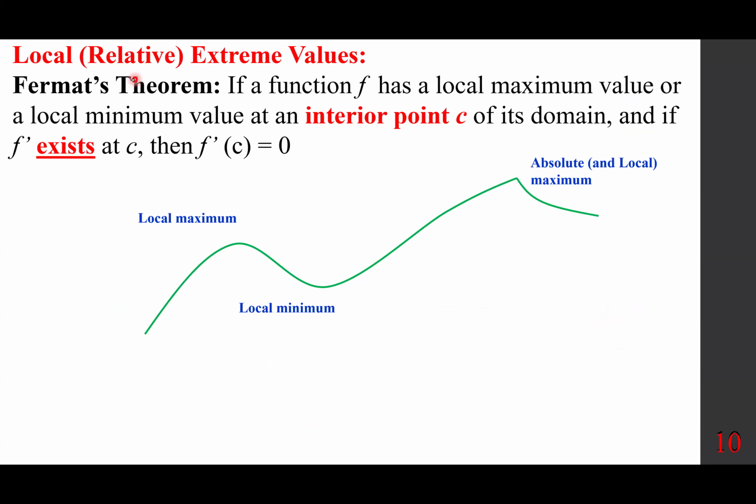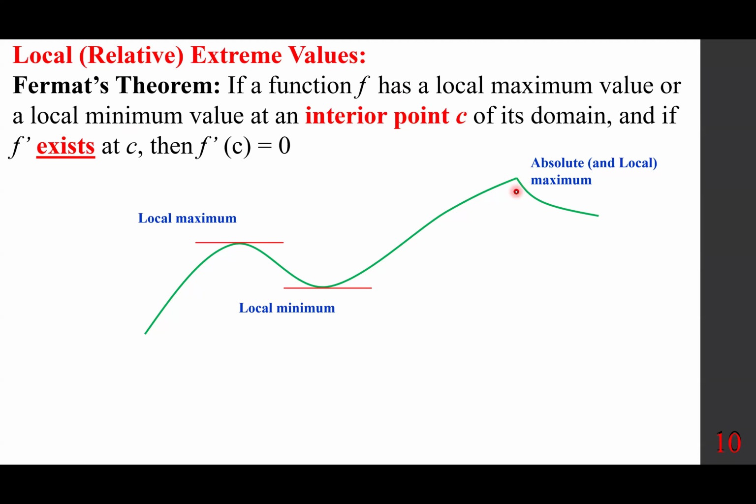Local or relative extreme values. According to Fermat's theorem, if a function f has a local maximum value or a local minimum value at an interior point c of its domain, and if f prime exists, then f prime must be 0. As we look at these two, I hope you see that you have a horizontal tangent line which has a slope of 0, a local max, a local min, and the derivative does exist.